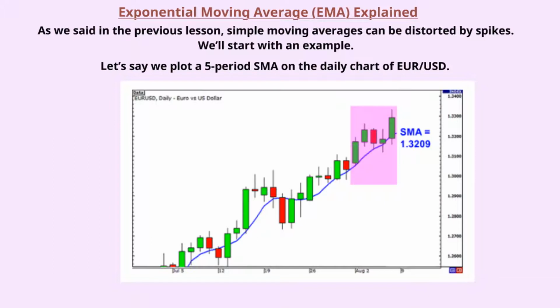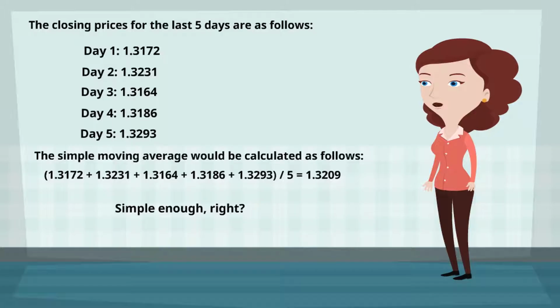As we said in the previous lesson, simple moving averages can be distorted by spikes. We'll start with an example. Let's say we plot a 5-period SMA on the daily chart of Euro USD. The closing prices for the last 5 days are as follows. Day 1, 1.3172. Day 2, 1.3231. Day 3, 1.3164. Day 4, 1.3186. Day 5, 1.3293. The simple moving average would be calculated as follows.